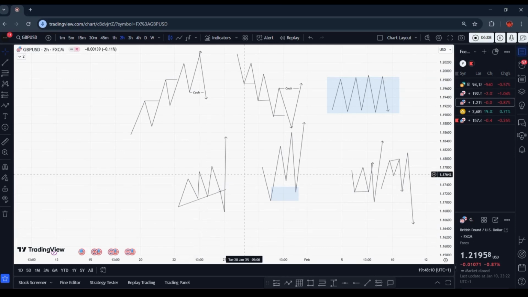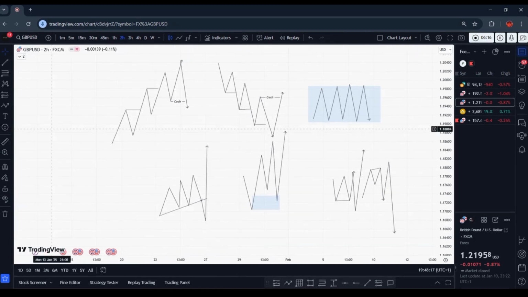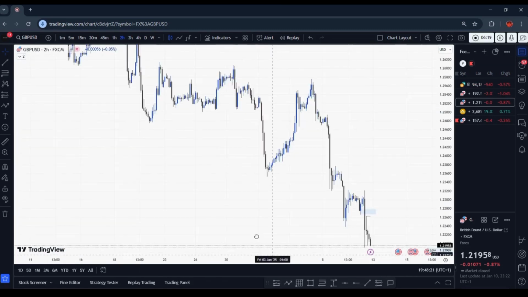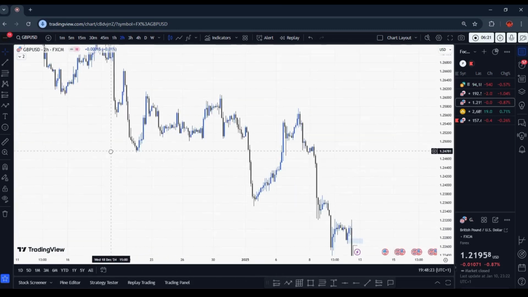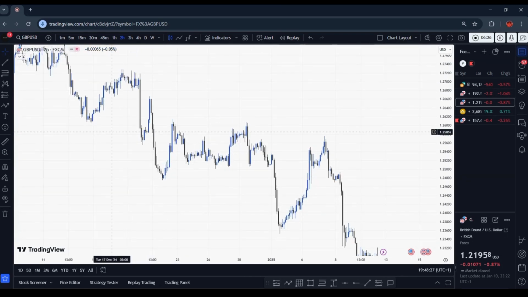So like that, that's how it works. You get the point. Now let me show you guys how to mark it on the chart. You can see the structure on the other time frame is bearish structure.